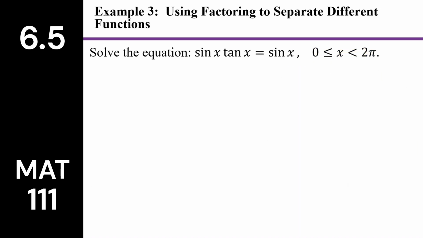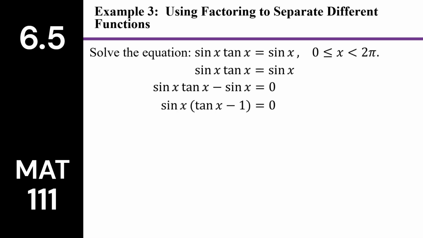Example 3. Solve the equation over the interval from 0 to 2 pi. We begin by bringing the sine of x to the left side of the equation by transposing it, so it's a negative sine x. Then we'll factor out the sine of x. When we factor sine x out of sine x tan x, it leaves just the tangent. And when we factor the sine x out of the negative sine x, it leaves the negative 1.